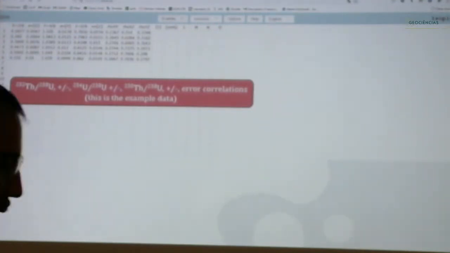So for uranium series, this is how it actually looks. This is a simplified notation, but it's asking you for the 238 to 238 activity ratio and its uncertainty, the 234 to 238 activity ratio and its uncertainty, and the 230 to 238 ratio and its uncertainty, and then what are called the error correlations. For the most part of the work you're going to be doing, error correlations can be considered zero. And I'll show you in a second, once I show you an isochron, what the error correlations might look like. This is data that you can already find in one of the Excel files in the link that I showed you.